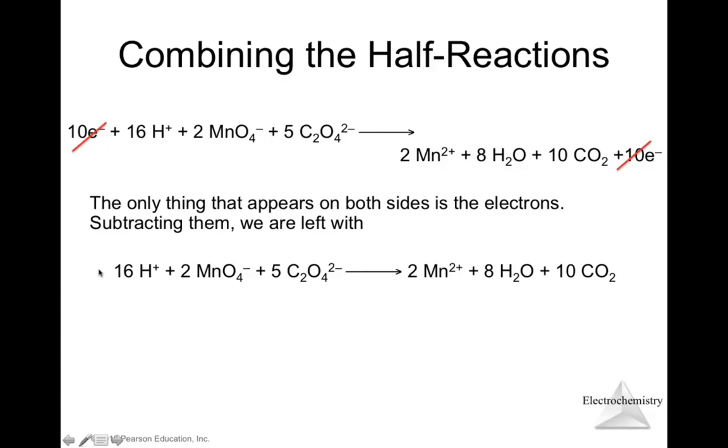And this is in an acid solution, okay? This is in an acid solution because we have protons here in the reactant.